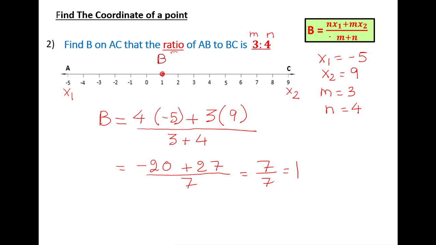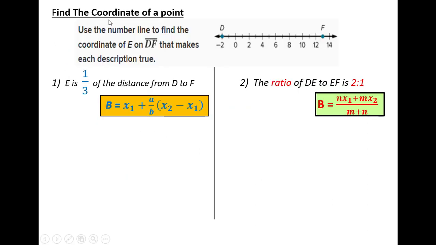I use this rule whenever I find a ratio in the problem, and I make sure that this ratio begins from the first coordinate to the right. Here, find the coordinate of a point. I gave you the two cases in front of you so that you can compare between them. He gave me E is 1/3 the distance from G to F. We're moving from left to right, which is our distance. I see that I can find here a fraction. Therefore, I'm going to use the rule that has the fraction.